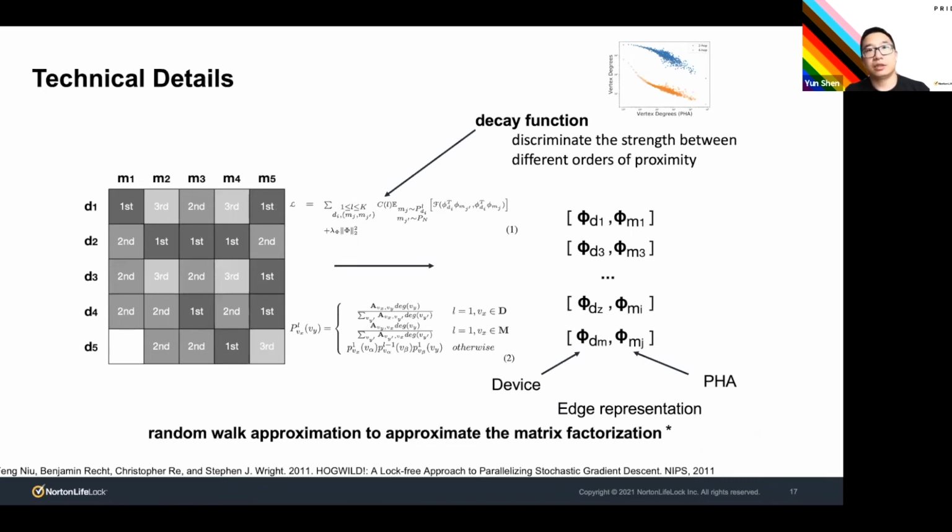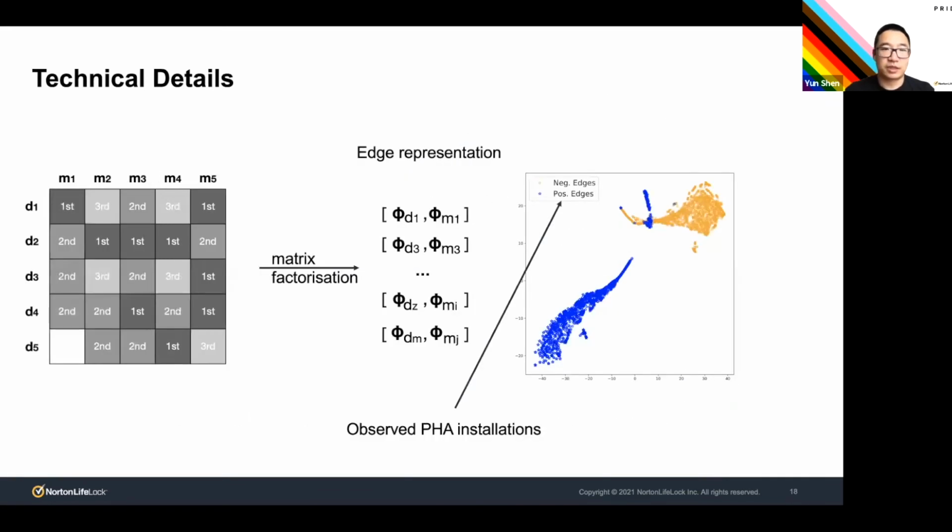The key goal of matrix factorization is to get the node dimensional representation of the device node and the PHA node. And we concat these 2 vectors together and represent them as an edge. And the edge is actually a PHA installation event. But again, the question is, does it make sense?